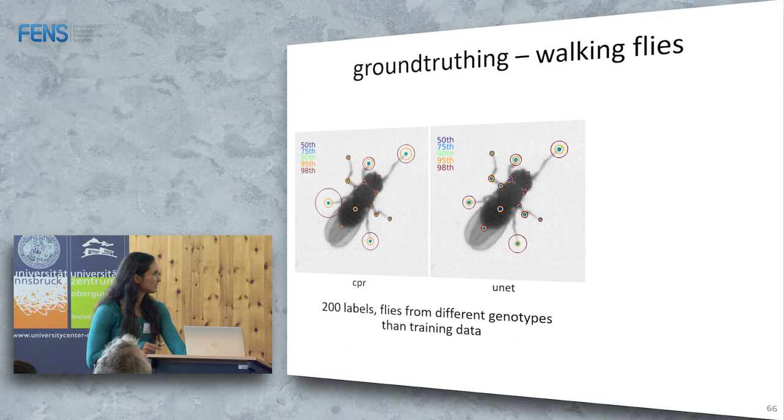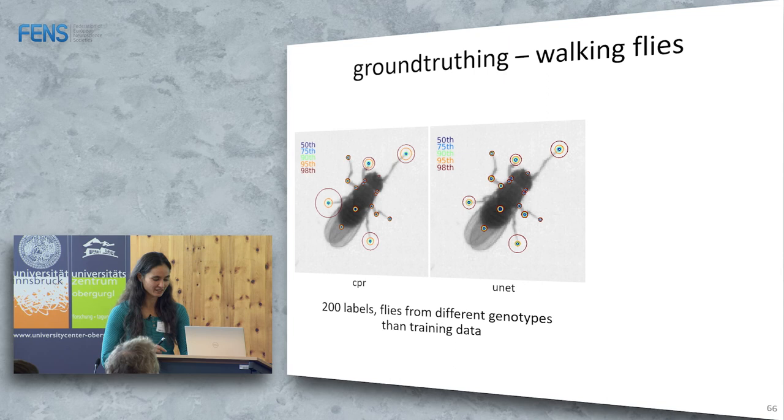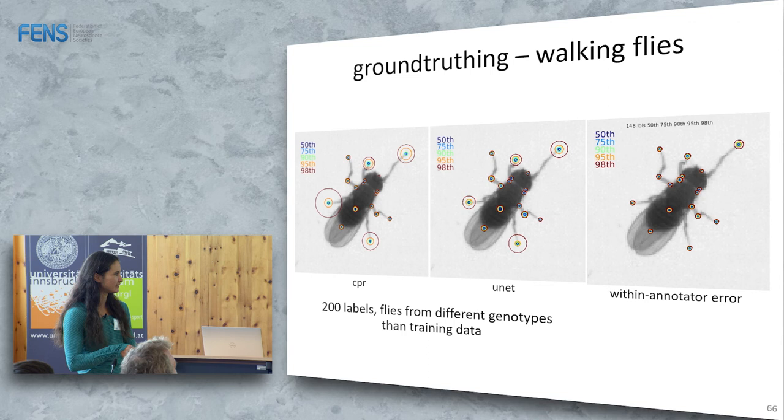What I'm showing here, the radius of these circles is different percentiles of the error. So the blue circle here is the median error, the dark blue in the middle there. And this big red circle is the 98th percentile of the error. There are 200 labels here, so that means it's the fourth worst error. And just for comparison, cascaded pose regression and UNet look pretty similar when we're looking at these walking flies. They're both worse than humans.